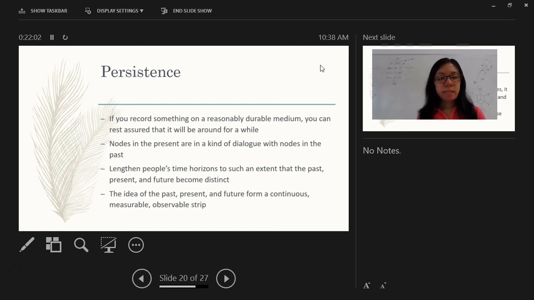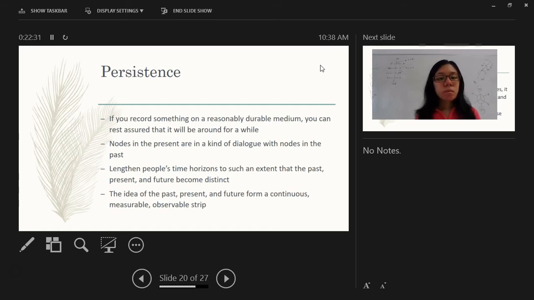The next is persistence. Writing has a high persistence. If you record something on a reasonably durable medium, you can rest assured that it will be around for a while. Such as a book, you can still read it after a few years and it still has good quality. Persistent media give rise to additive networks, where the data is accumulated.